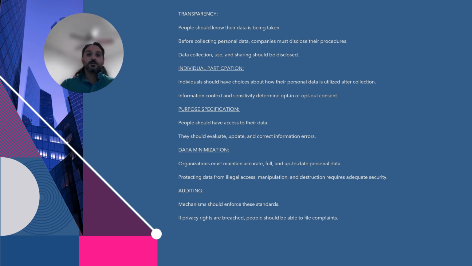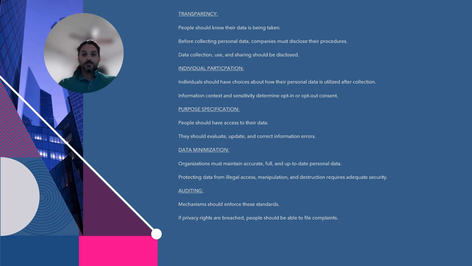With transparency, we want to make sure people know that their data is being taken. Before collecting personal data, companies must disclose their procedures. Data collection, use, and sharing should be disclosed. Individual participation: individuals should have choices about how their personal data is utilized after collection. Information, context, and sensitivity determine opt-in or opt-out consent.